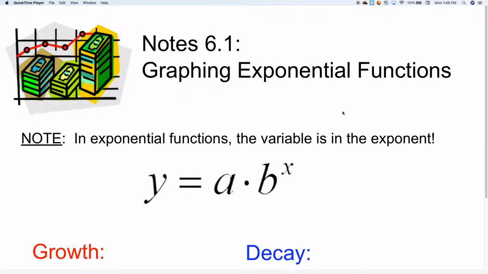So we're going to start 6-1 with graphing, and when we come back on Wednesday, we're going to pick up with modeling. So exponential models are actually really useful to us. A lot of real-world scenarios will follow exponential models, but the reason why that works may make more sense if we first understand a little bit about the graphs.